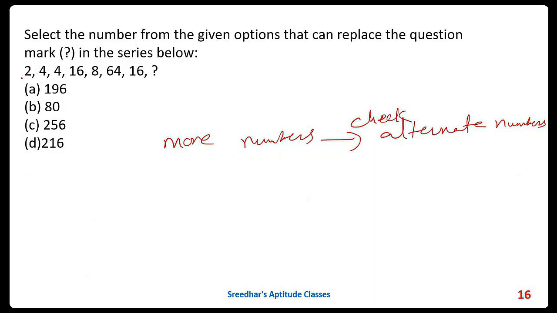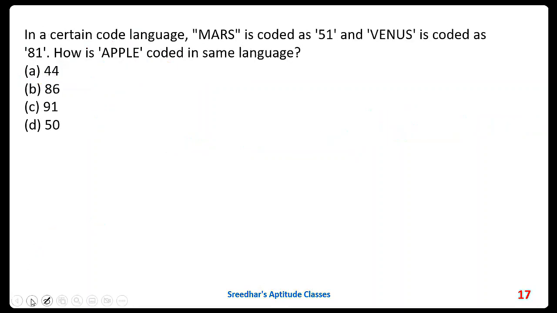Right. So here 2, 4, into 2, into 2, into 2. But we don't want this alternate. We want this alternate series, into 4, into 4, into 4. 4 into 4 is 16. 16 into 4 is 64. Now 64 into 4 is 256. So therefore the next number in the series is 256. Right. Easy question. Next one on the screen.